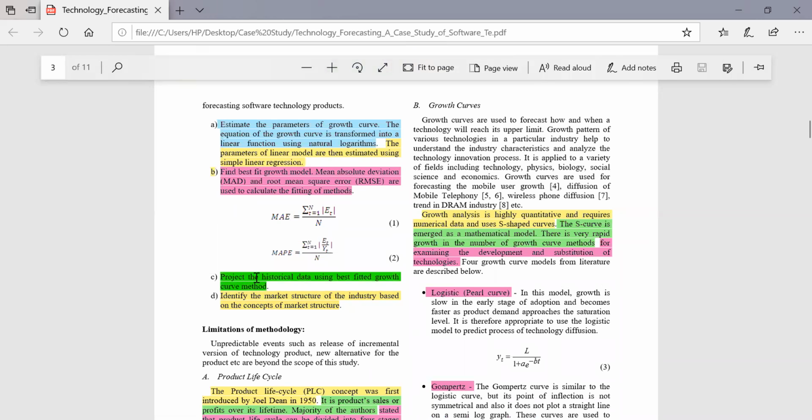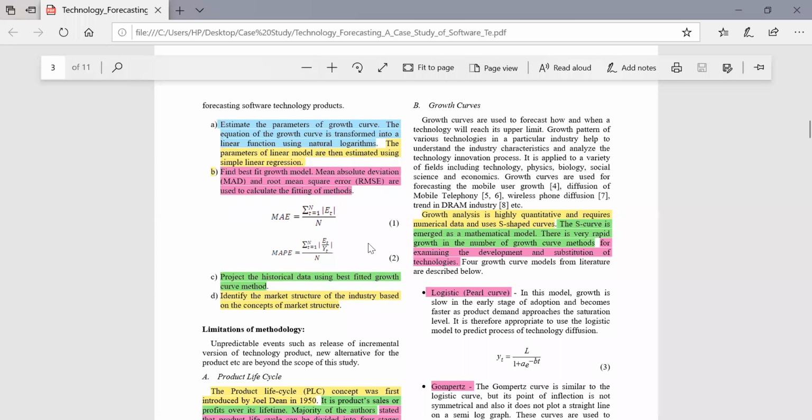So the project: the historical data using the best fitted growth curve method. Once you generate the equation, you need the entire historical data related to that from the company or the organization. Then they use the data, manipulate the values, and try to fit the graph.